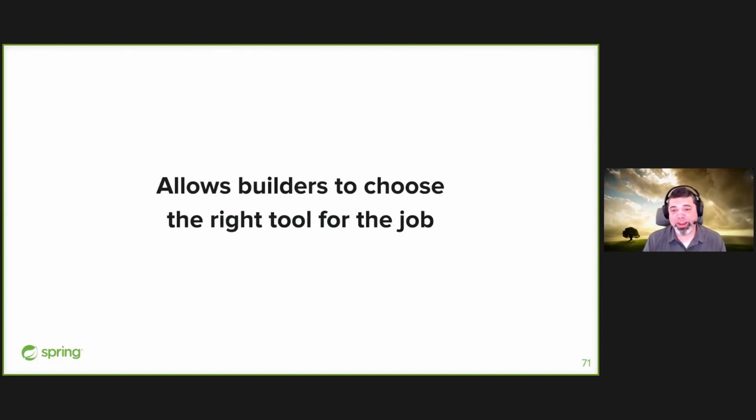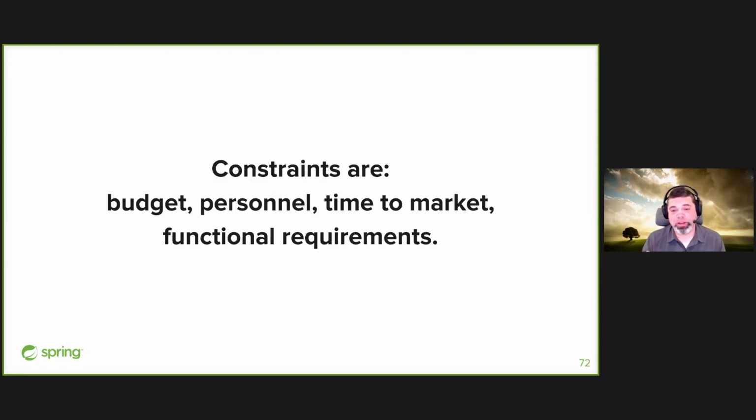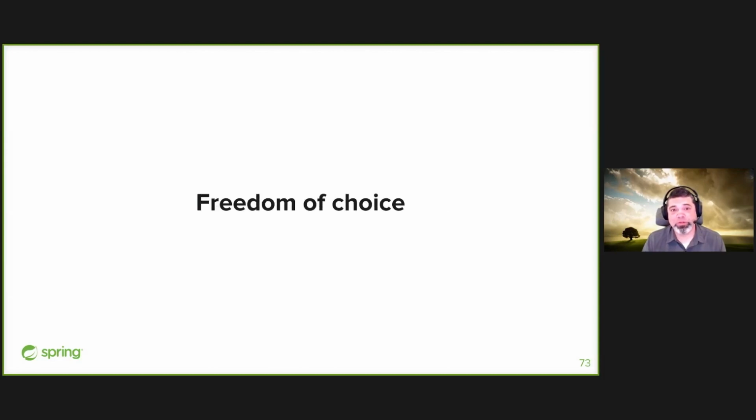This is really exciting for builders because it allows us to pick the right tool for the job, right? Our restrictions aren't based on an existing technology, but on other factors, and they can vary wildly across organizations. It could be budget, it could be personnel, like who you have on teams or who you plan to hire on teams, how quickly you want to get this thing to market, and what are the requirements, right? Where those requirements come from. But it allows freedom of choice.